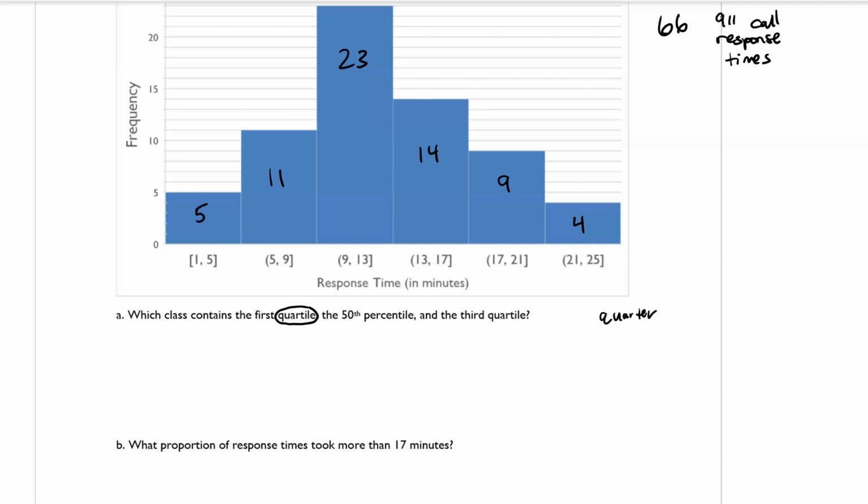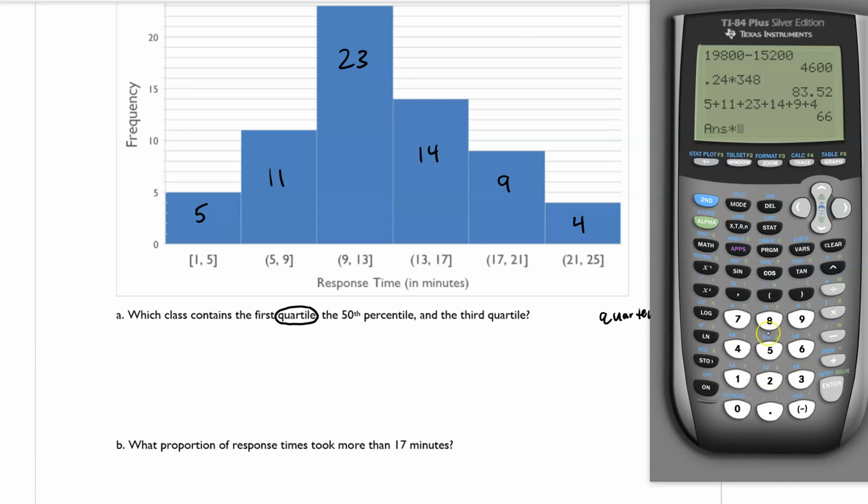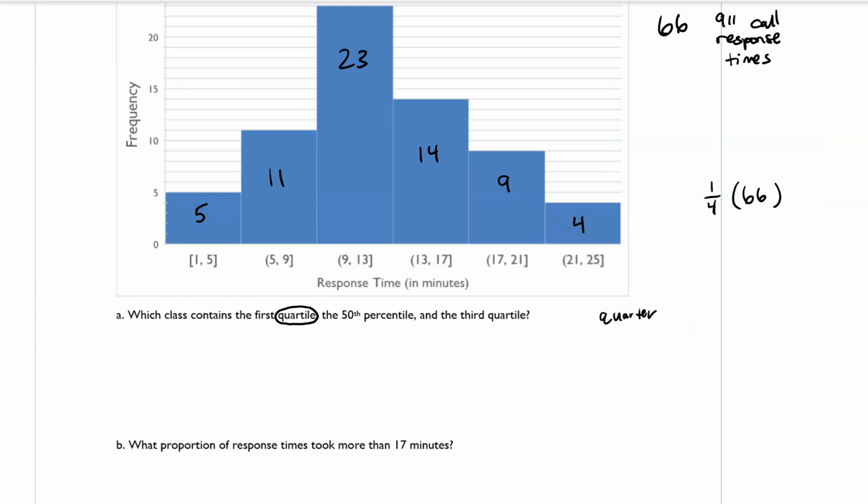But basically, the first quartile is the place where it separates the lower 25% of the data from the upper 75% of the data. So one way that we could think about this is if we took 66 and took 1/4 of it, or 25%, however you want to think about it. So 1/4 or a quarter of 66 is, well, taking the quarter of something is the same thing as dividing by 4. So I'm going to divide that by 4.